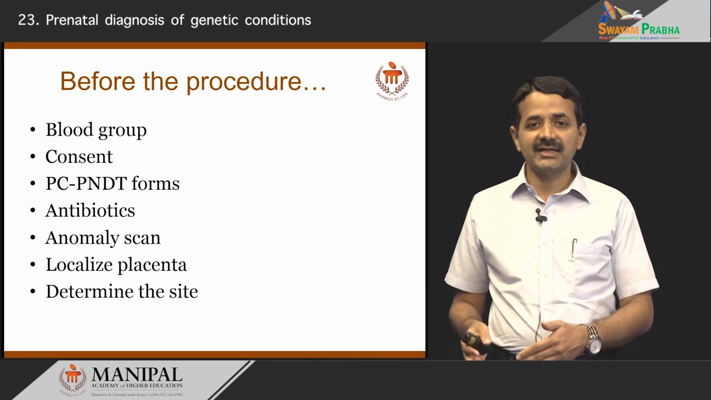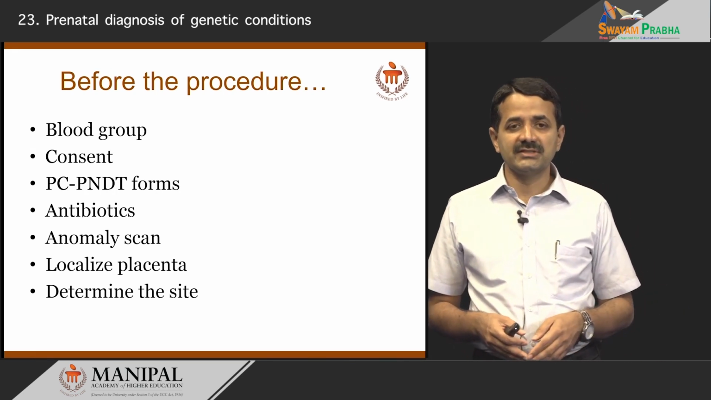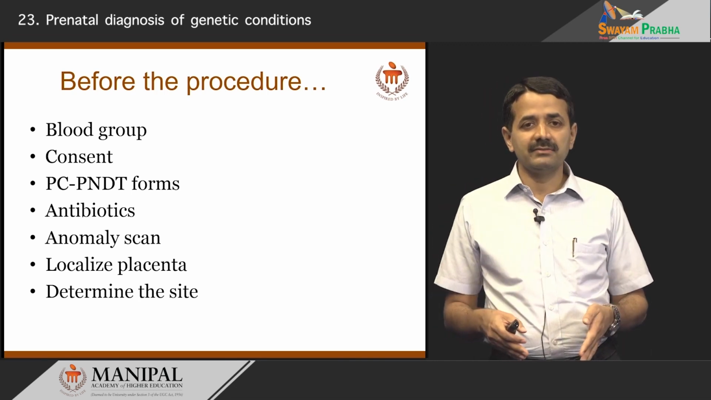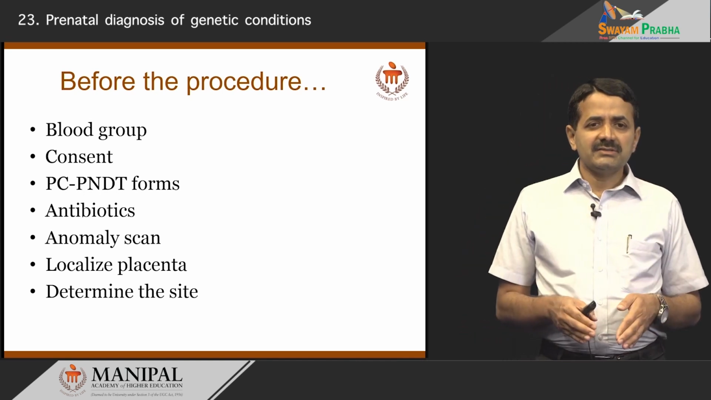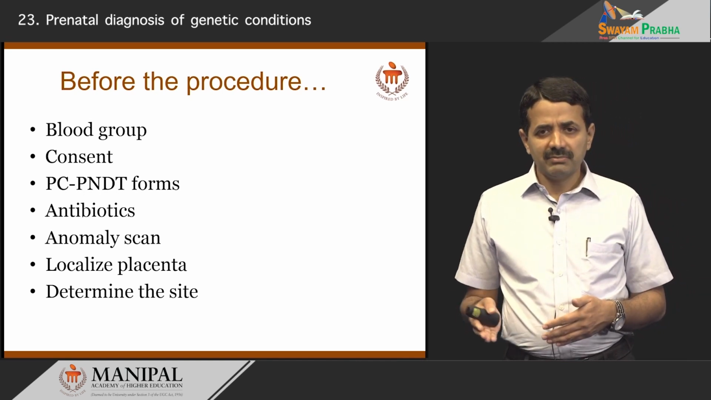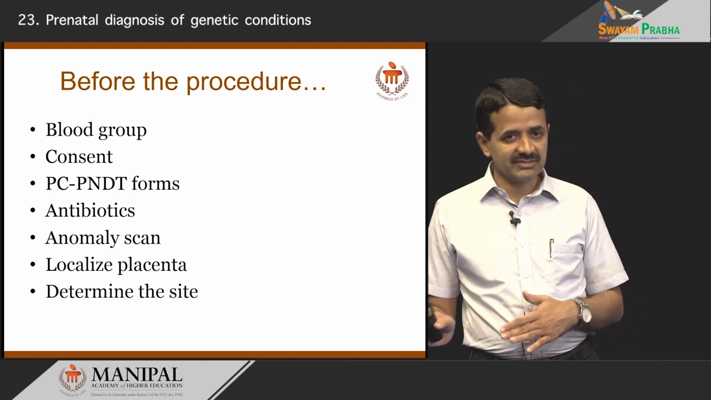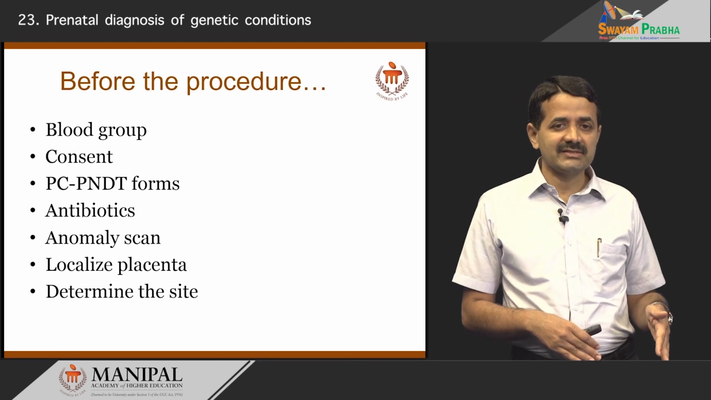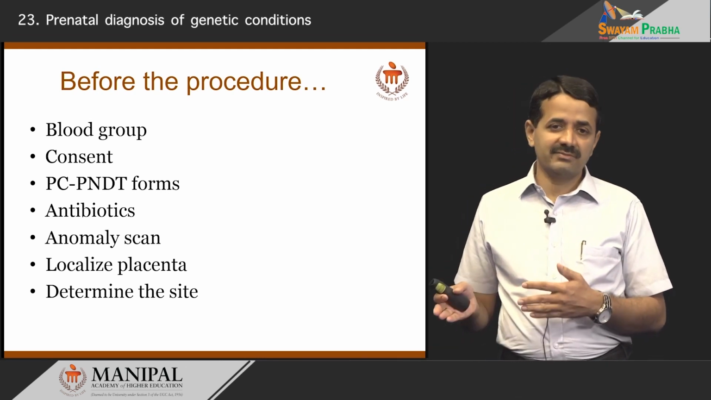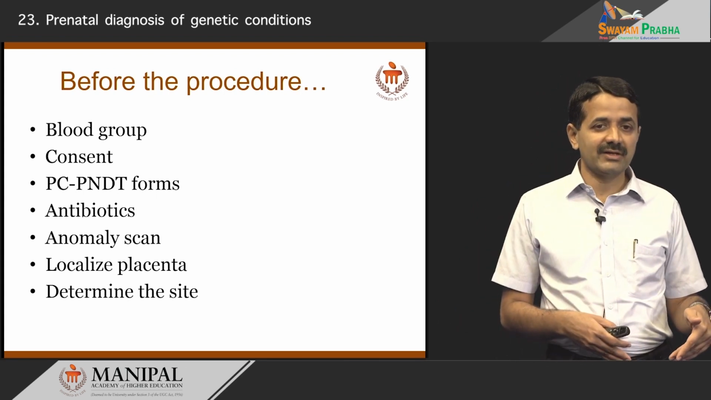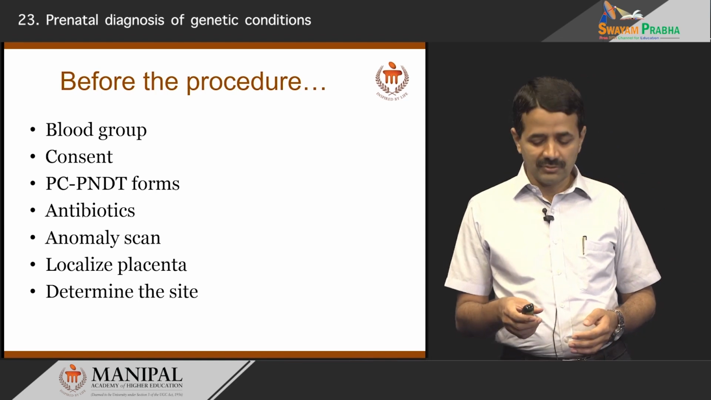If somebody is Rh negative, we give anti-D immunoglobulin to prevent Rh isoimmunization. We take consent, and we fill PCPNDT forms as per the law. Some centers give antibiotics, some do not, but the institutional practice should be followed. An anomaly scan should be done before the procedure whenever possible. Localize the placenta, see that the baby is alive; you do not test a pregnancy when the fetus is not active or there is no fetal heart activity, and determine the site where you are going to do it.